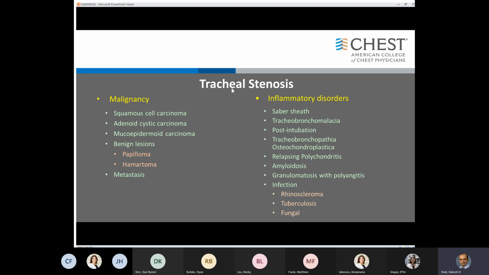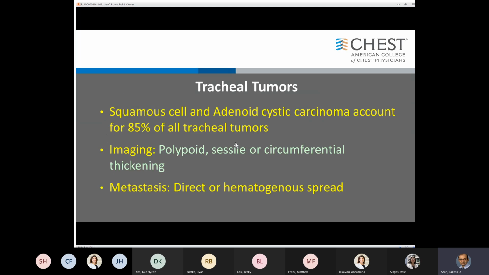Tracheal narrowing or stenosis can then be broken down, as I mentioned, into two parts, malignancy and inflammatory conditions. In the malignancy category, which is kind of rare, we don't see too many of them, but probably the most common is squamous, next best is adenoid, and then you have some rare tumors, and then metastasis. And we'll talk about the inflammatory conditions in a minute. As I stated earlier, squamous and adenoid account for the majority of the tracheal tumors. They can present as polypoid, sessile lesions, or circumferential thickening, and I'll go over the images.